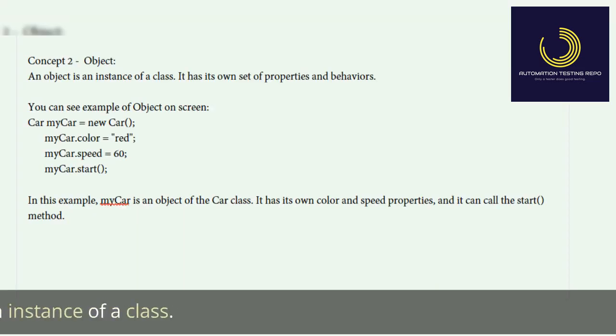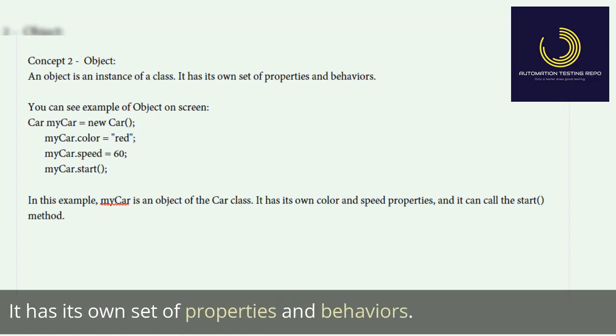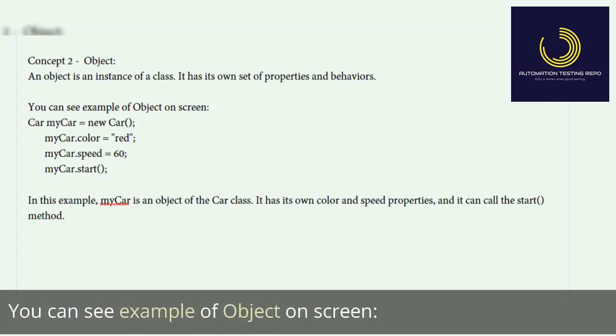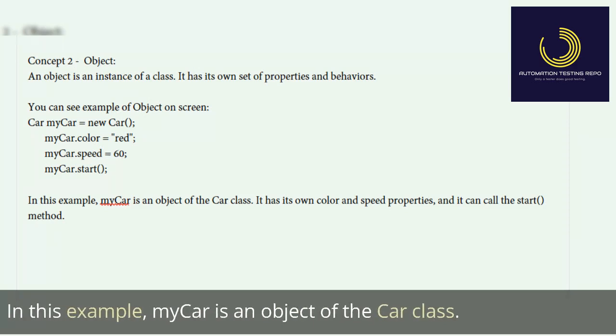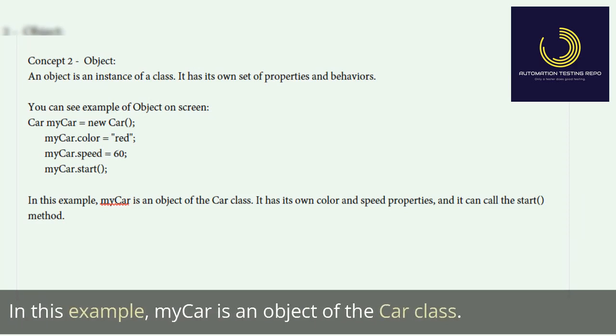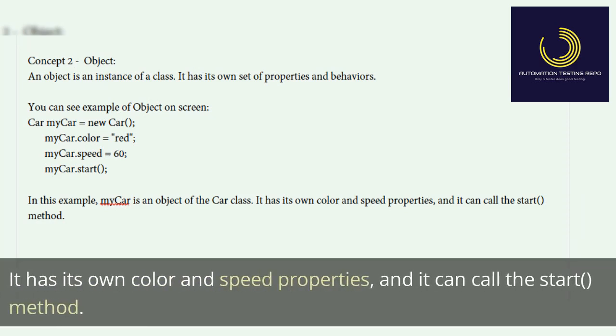Concept 2. Object. An object is an instance of a class. It has its own set of properties and behaviors. You can see an example of an object on screen. In this example, myCar is an object of the car class. It has its own color and speed properties, and it can call the start method.